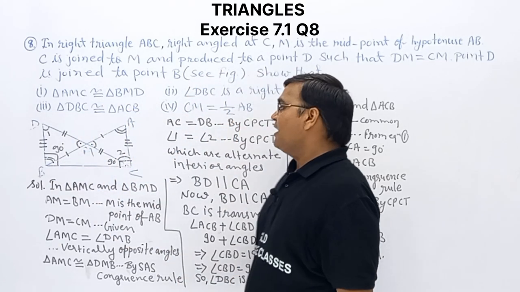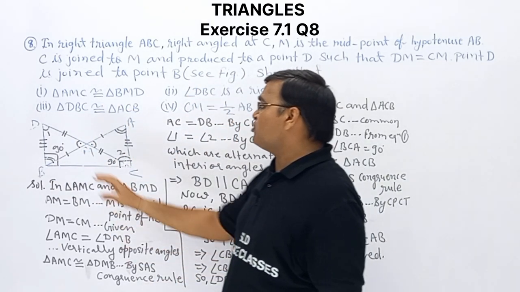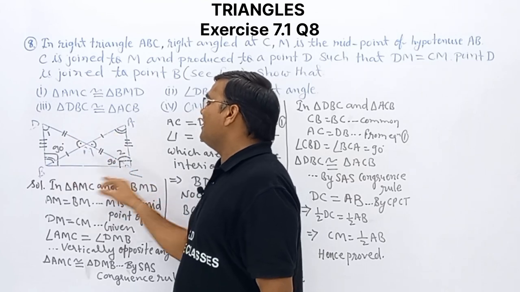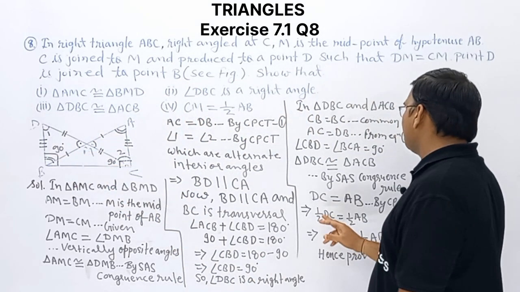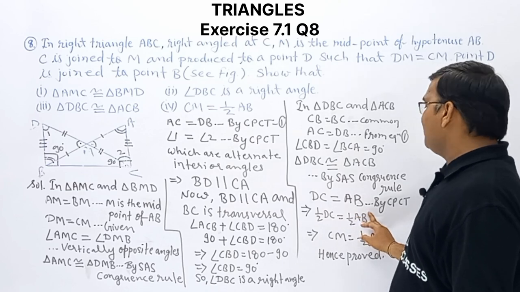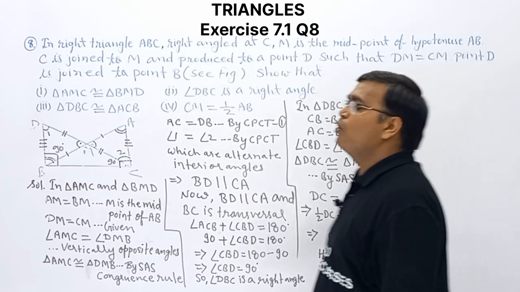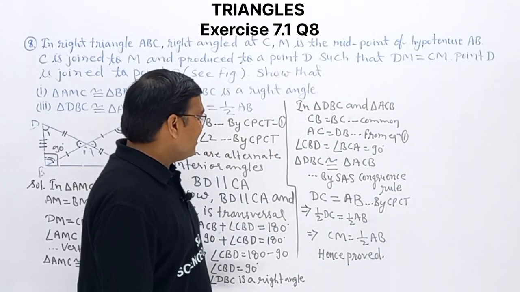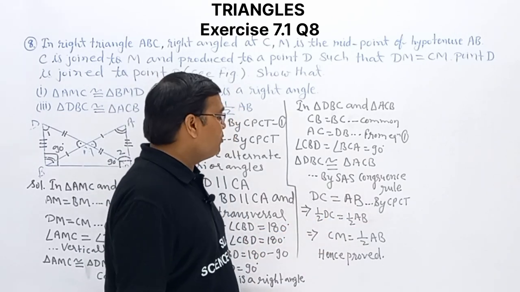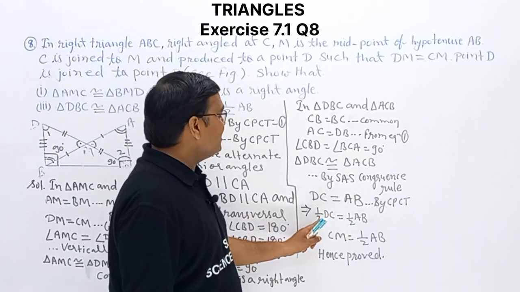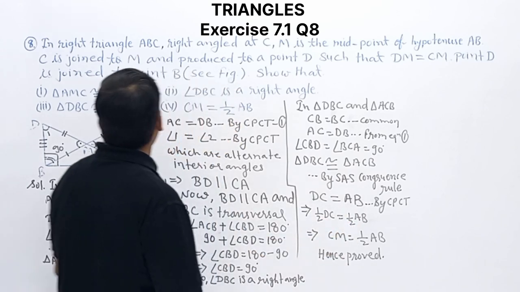We proved. So finally, once these two triangles are congruent, it means these two hypotenuses will be equal. These two hypotenuses are equal. It means DC equals AB. We are multiplying both sides by half. Then what we are getting is half DC equals half AB.